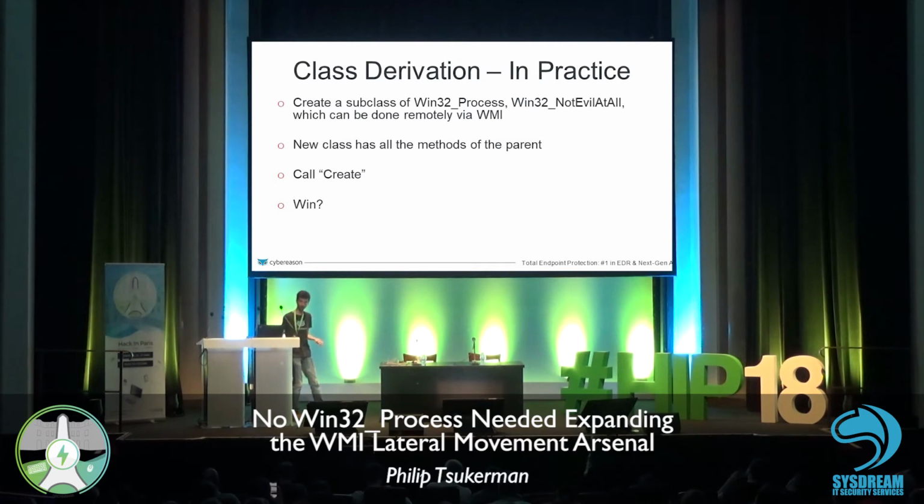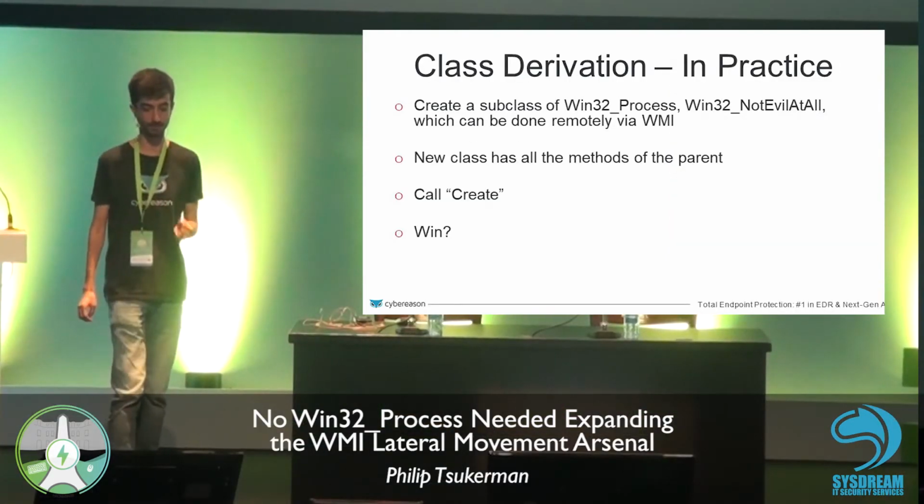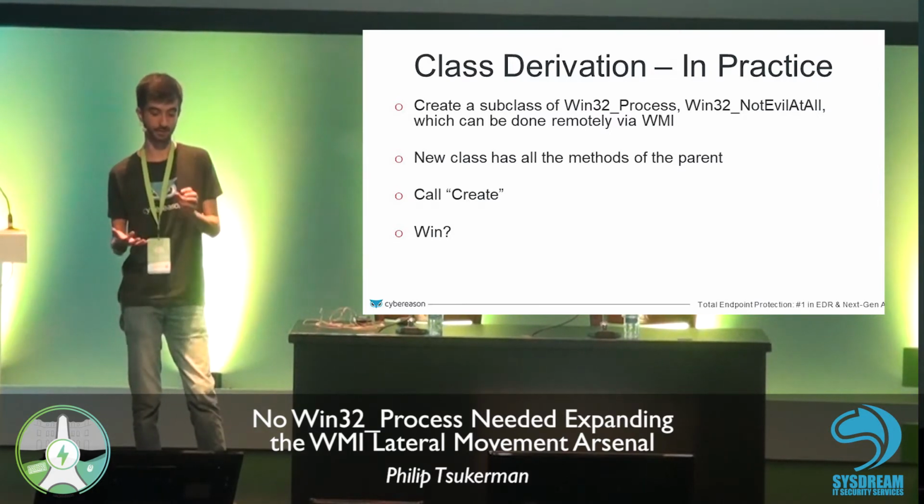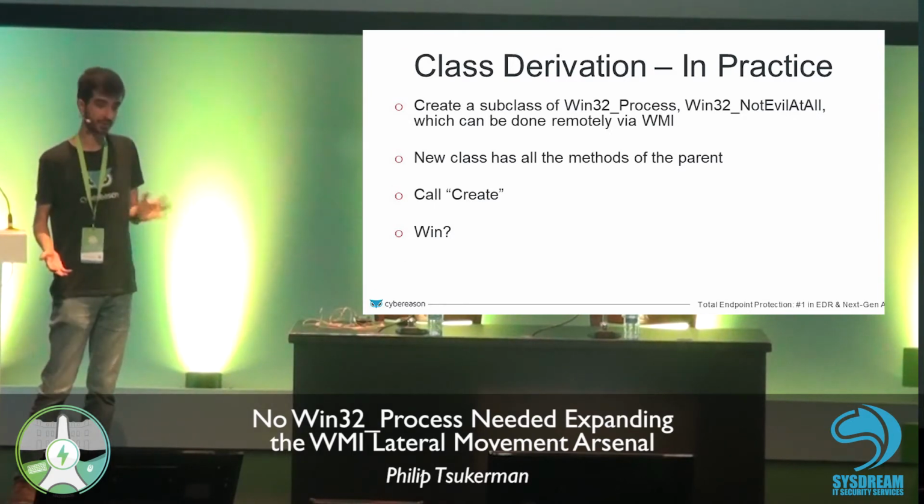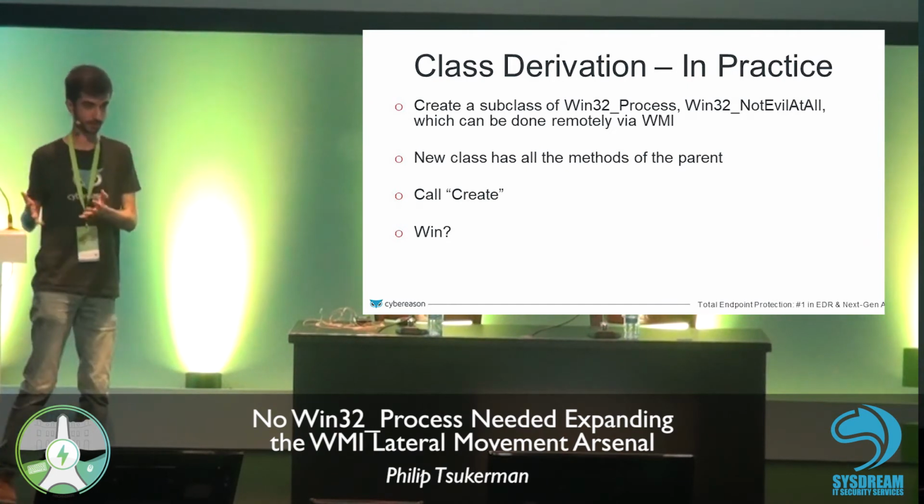So if we create Win32 not evil at all, using an API that WMI actually provides remotely, this new Win32 not evil at all subclass of Win32 process actually inherits all of the methods of the parent. And this means we could also get the create method. So we just call the create method on our new class, and we've avoided directly using Win32 process.